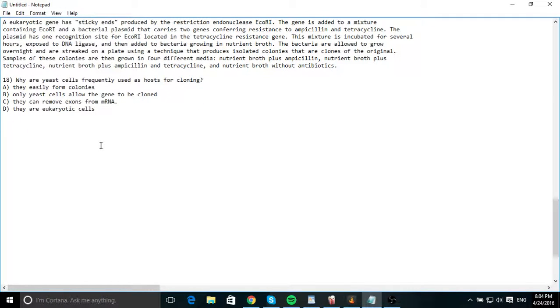Why are yeast cells frequently used as hosts for cloning? A. They easily form colonies. B. Only yeast cells allow the gene to be cloned. C. They can remove exons from mRNA. D. They are eukaryotic cells.